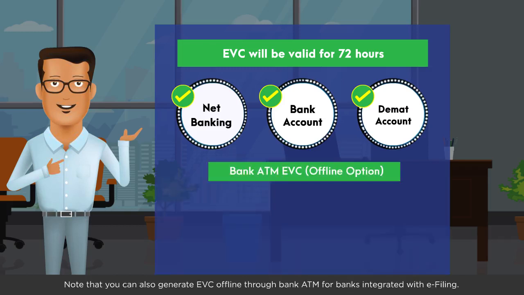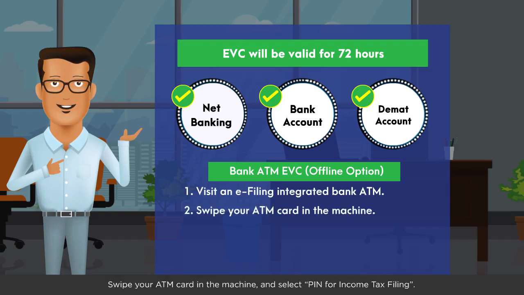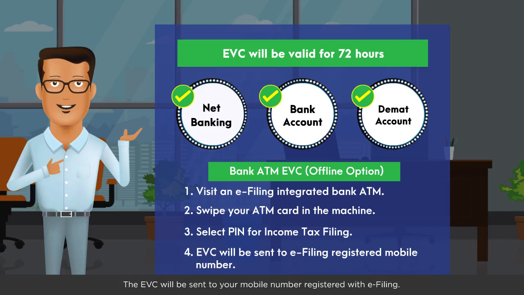Note that you can also generate EVC offline through bank ATM for banks integrated with e-filing. Swipe your ATM card in the machine and select PIN for income tax filing. The EVC will be sent to your mobile number registered with e-filing.